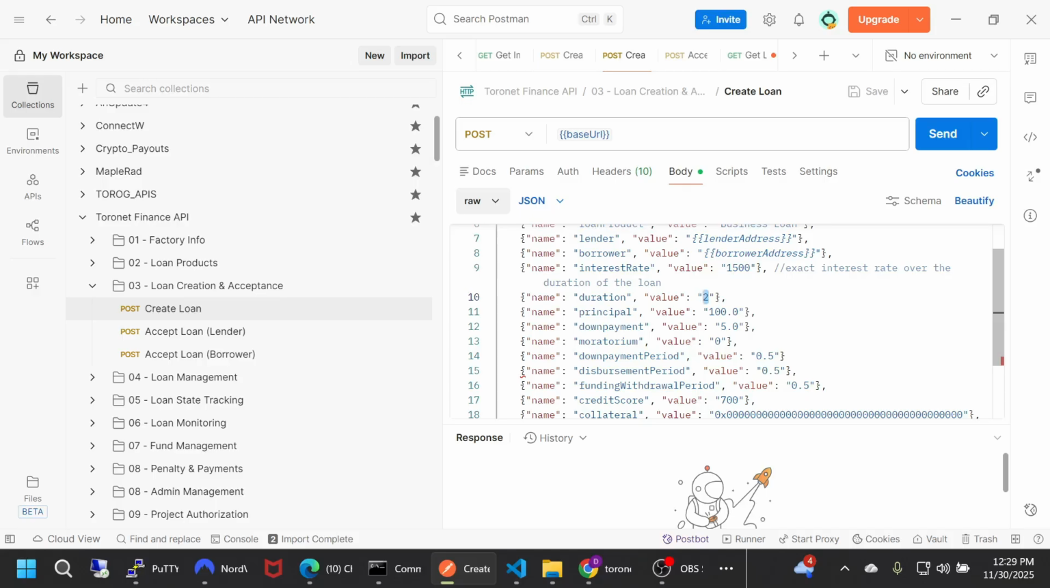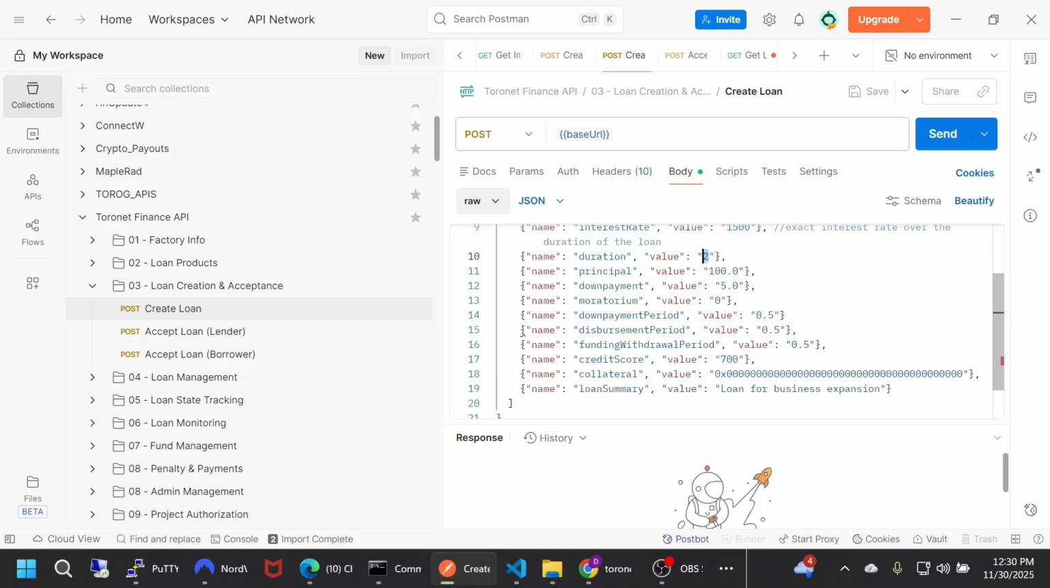A disbursement period also protects the borrower, because if they put their down payment down and the lender doesn't put in the financing, we don't want a scenario where the borrower's funds are locked in there indefinitely, waiting for the lender. So they have half an hour. Then the funding withdrawal period is the time that the borrower has to withdraw the funds once it's been disbursed. And this will interface with the service that will provide this number.